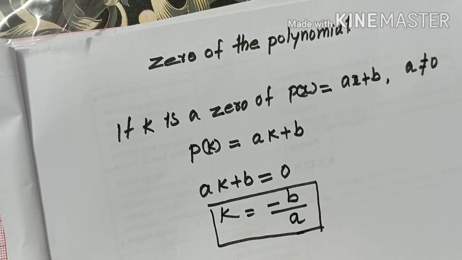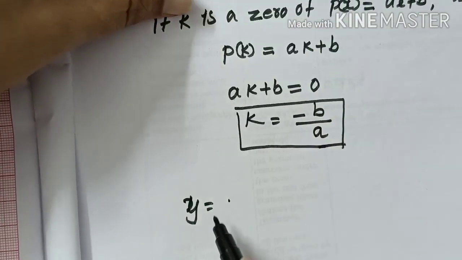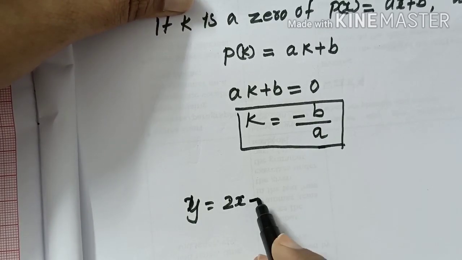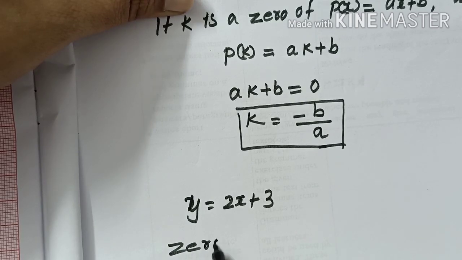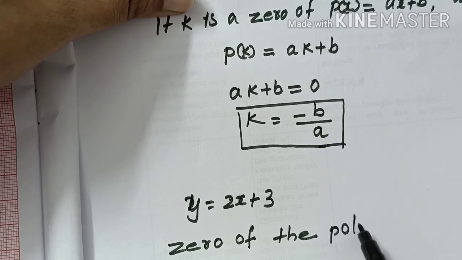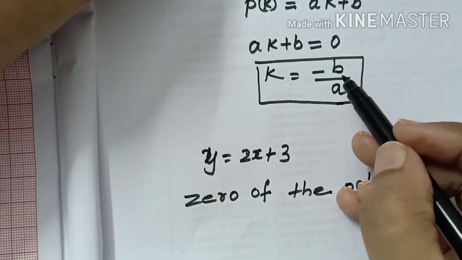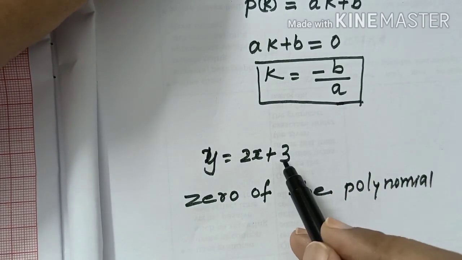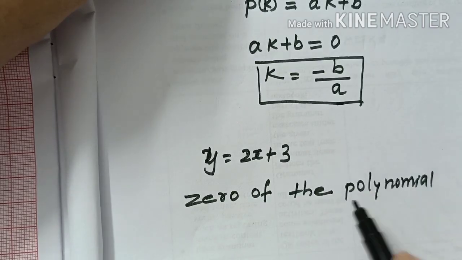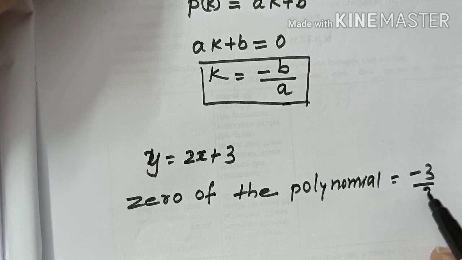y is equal to 2x plus 3. Okay, what is the 0 of the polynomial? The 0 of the polynomial is equal to, already we know the formula, minus b by a, right? So what is minus b? b is 3, so minus 3, and a is 2. So it is equal to minus 3 by 2.